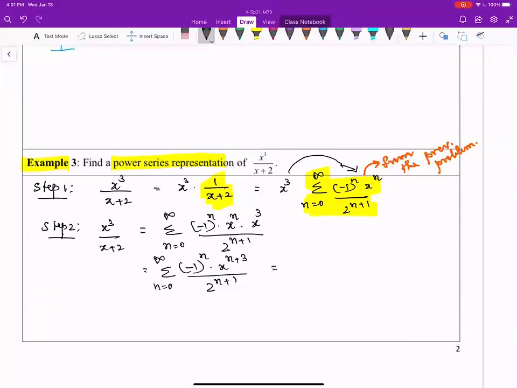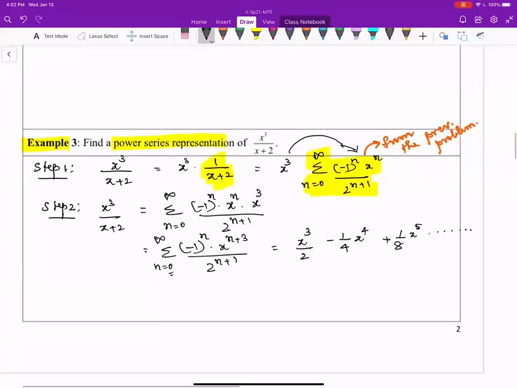If you expand by giving successive values for n, starting from 0, then you will have x cubed divided by 2, then minus 1/4 x to the power 4, then plus 1/8 x to the power 5. So it alternates in sign. This is how we write it.